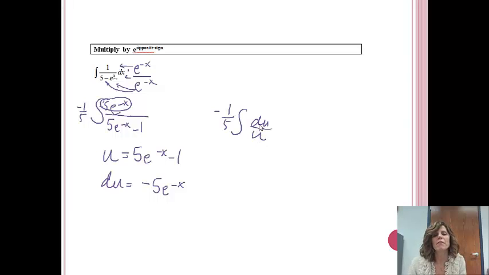And then if I have the integral of du over u, I know that that's equivalent to natural log, so this is going to be negative 1/5 natural log of u, which is 5e to the negative x minus 1, and then plus c. And we got it. So we turned a problem that we couldn't do into one that we could.